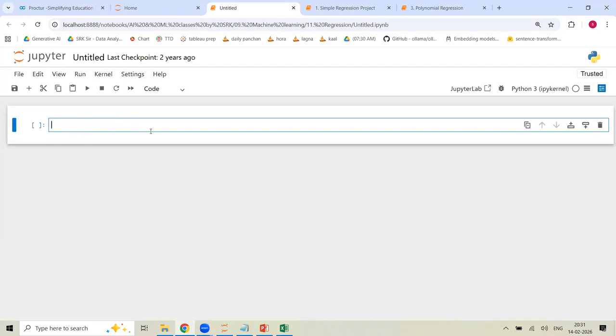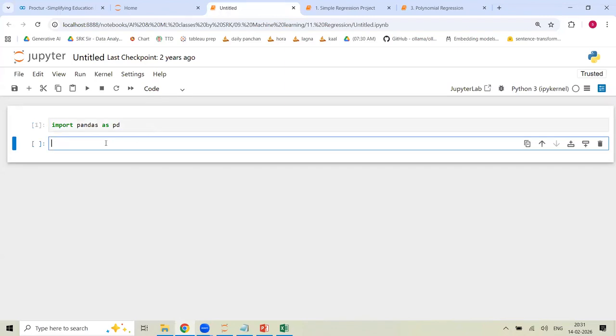Now, before using this one, first, future data. For future data, first I'm going to import pandas as pd. After importing pandas as pd, here I'm having the data. They'll give me the data. That is df. df is equal to pd dot DataFrame.